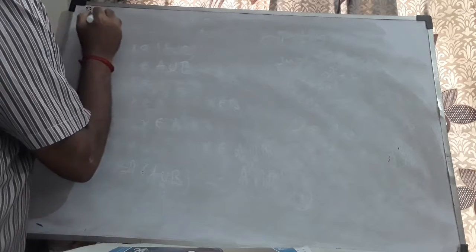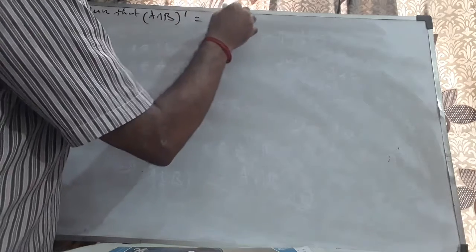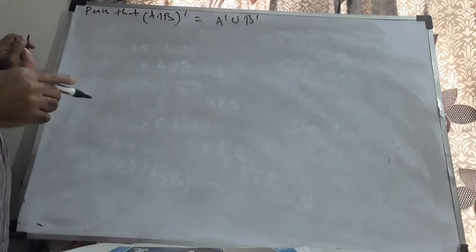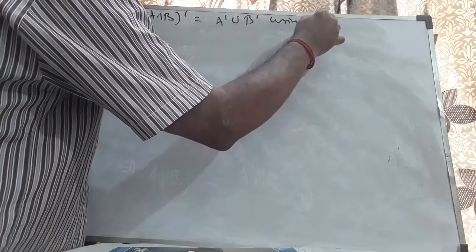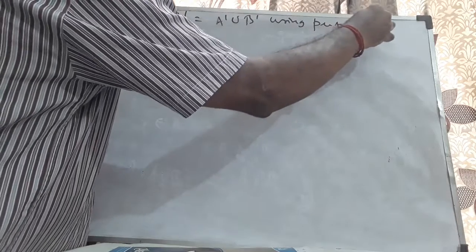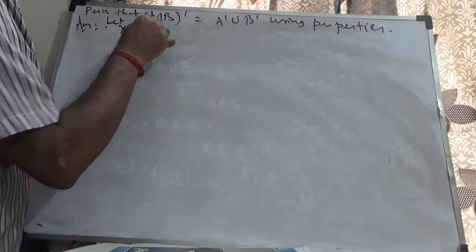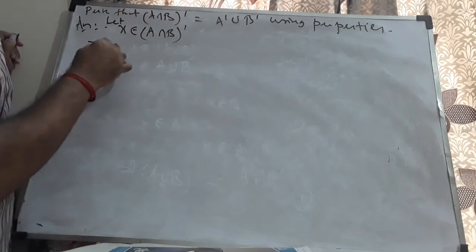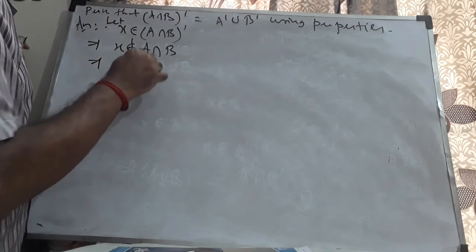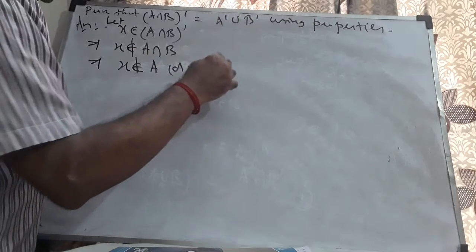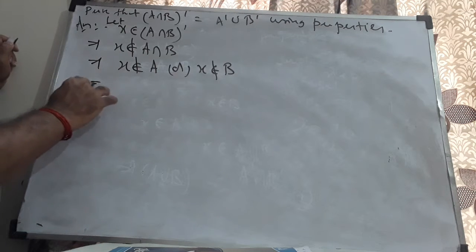Then prove that (A intersection B) whole dash is equal to A dash union B dash, which is another De Morgan's law, using properties or the algebraic method. By the algebraic method, let x element of (A intersection B) whole dash, which implies x not an element of A intersection B. If x is not in A or x not in B, either it won't be in A or B or both. If it is not there in one of them, automatically it won't be there in the intersection.